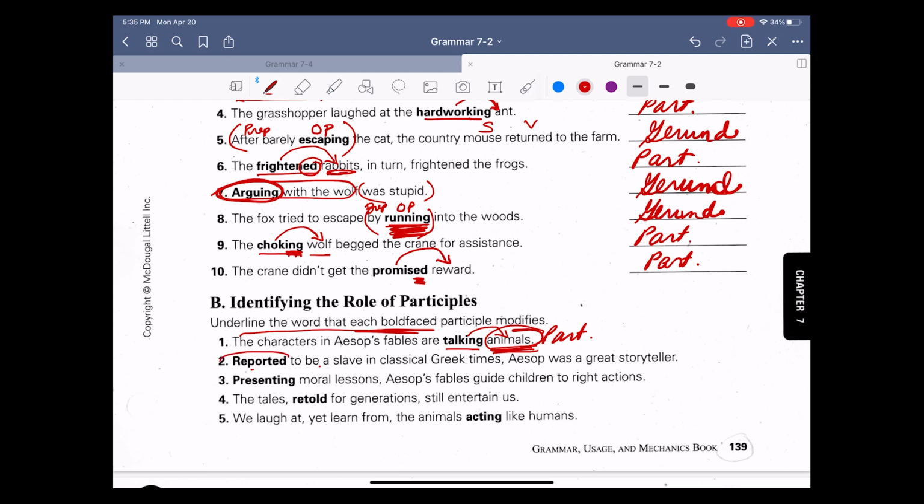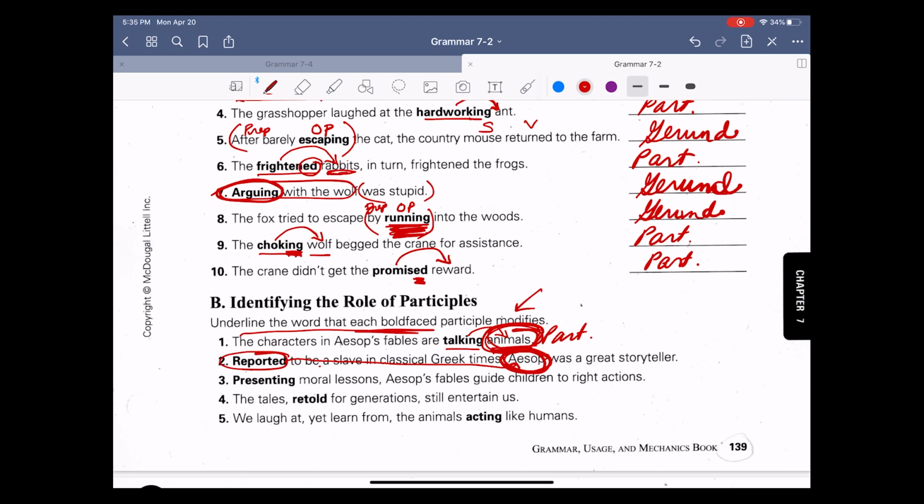Reported to be a slave in classical Greek times, Aesop was a great storyteller. Reported is our participle. It's in bold, and it's telling us about Aesop. So our answer for that one would be Aesop. 1 was animals, 2 is Aesop, because they just want us to tell us which word's being modified. Number 3, presenting moral lessons, Aesop's fables guide children to right actions.